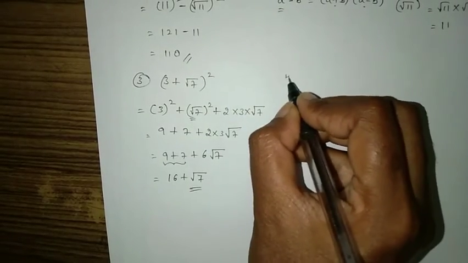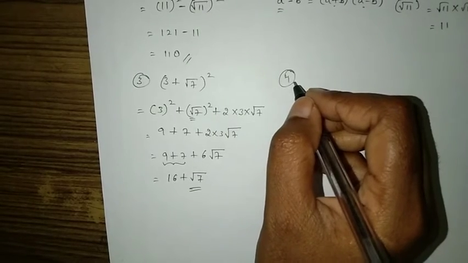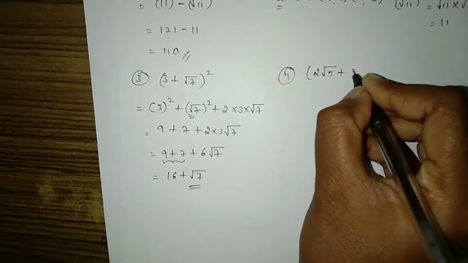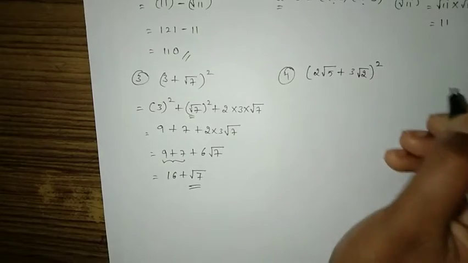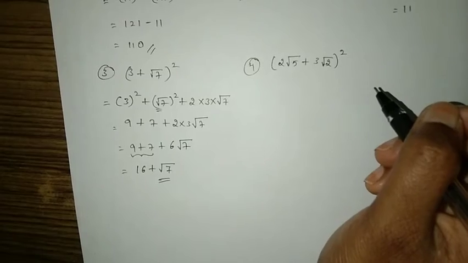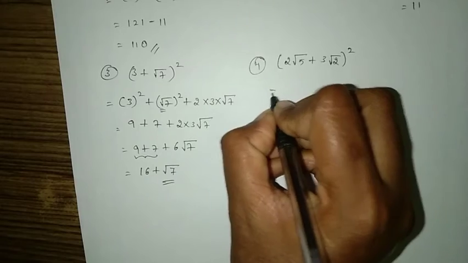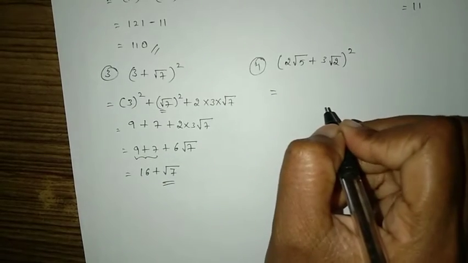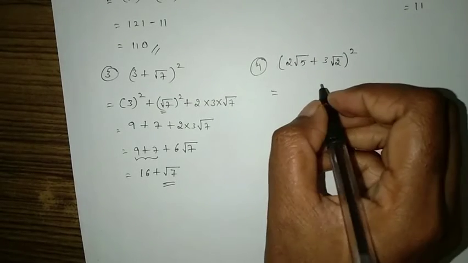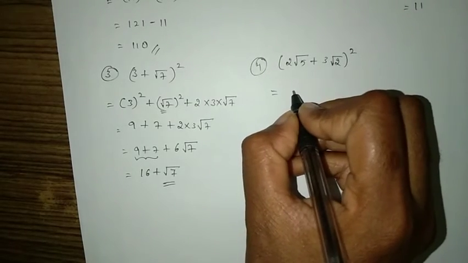We take another one, the last one, then we move to the different types and I will explain that, okay? So the next is 2 root 5 plus 3 root 2 whole square. This is the question. How can we solve this? How does it look? Exactly, a plus b whole square. A plus b whole square is equal to a square plus b square plus 2ab. You have to memorize formulas. Then only you can remember them.